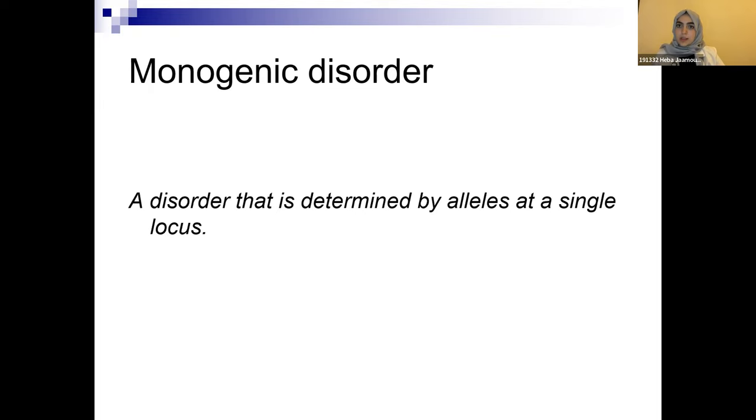Moving on, there are monogenic disorders, of course. What do we mean by that? It means a disorder that is determined by an allele at a single locus. Okay, what does this mean? Disorder, or you can think a disease, or you can even think a mutation. Something went wrong over here, okay? And it is determined by an allele. What's an allele? Do you guys have a good understanding of what an allele is?